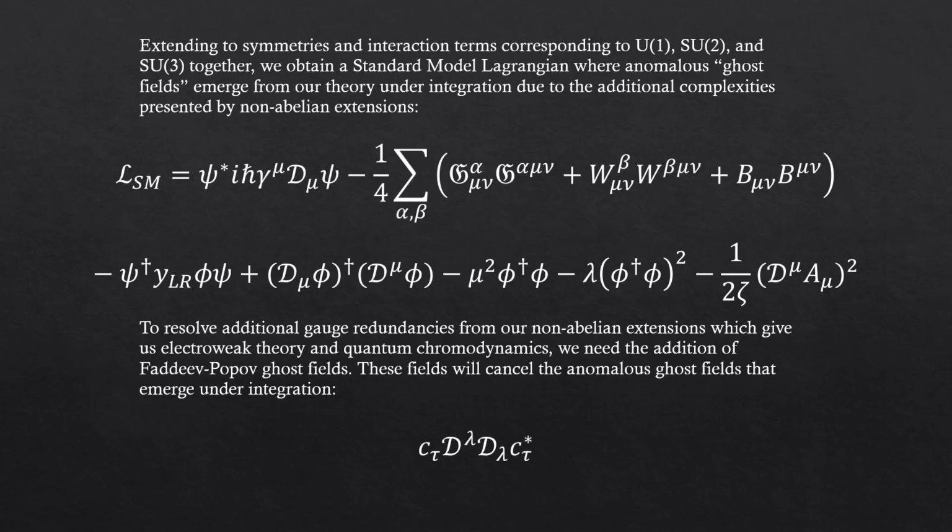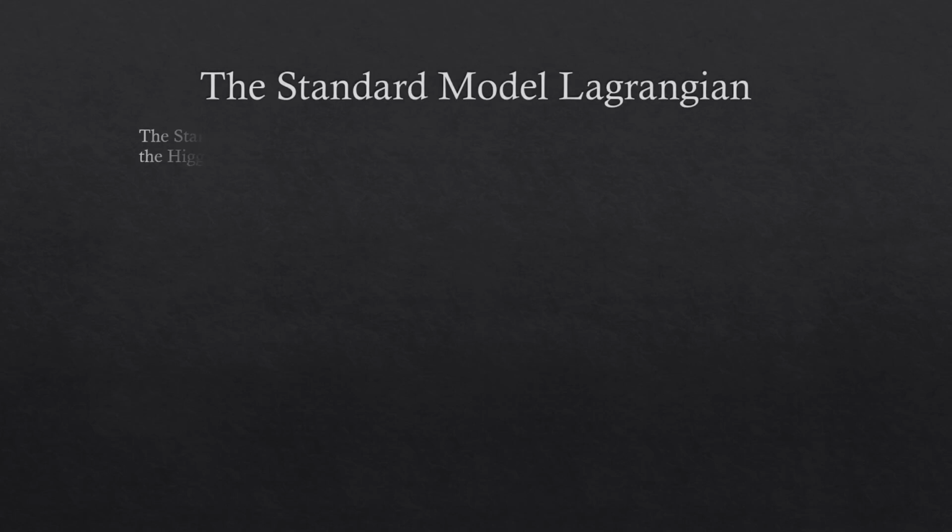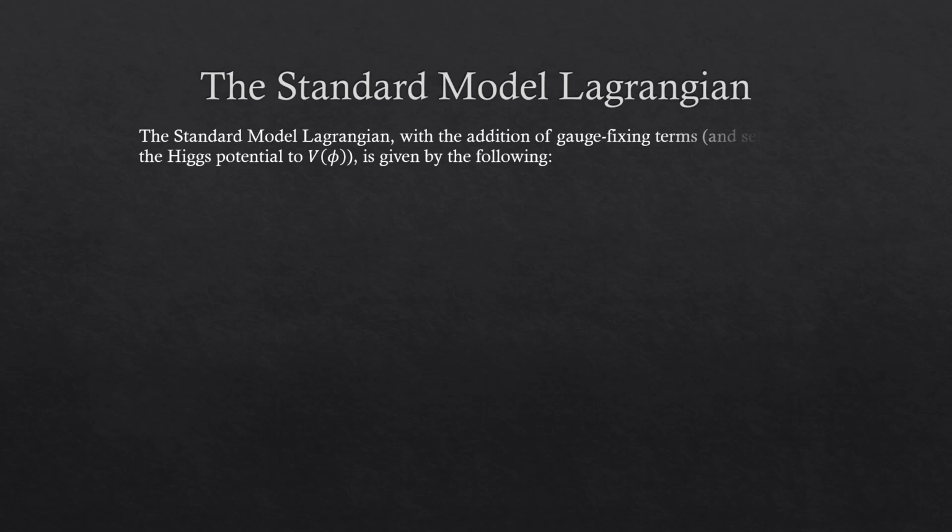So electroweak theory and quantum chromodynamics promotes our theory to a generally non-abelian context. And so we're going to need these additional terms to cancel out when we do integration. So here's the standard model Lagrangian, where we're going to have all of the actual gauge fixing terms we need, Faddeev-Popov ghost included, and then we're going to set that Higgs potential via phi.